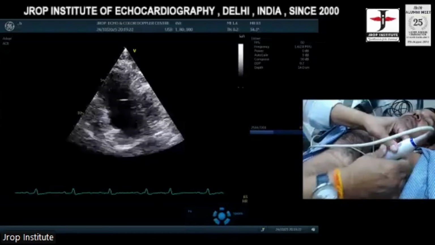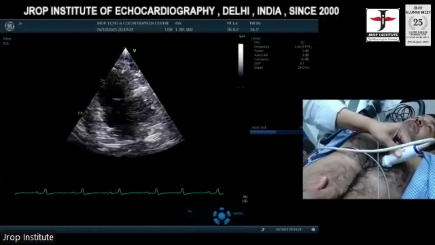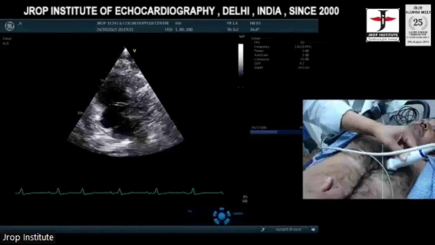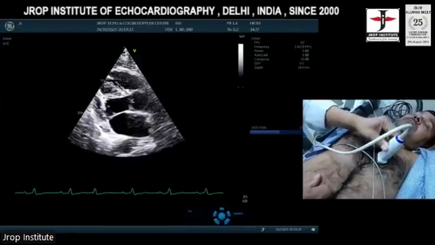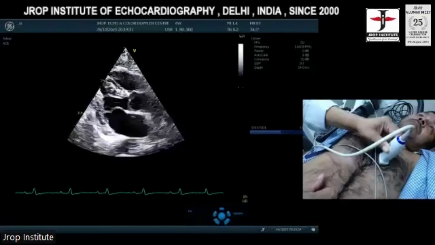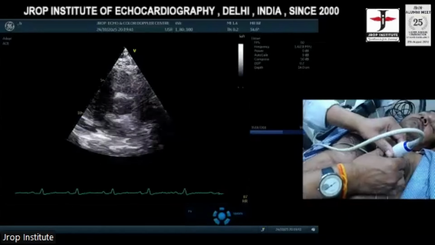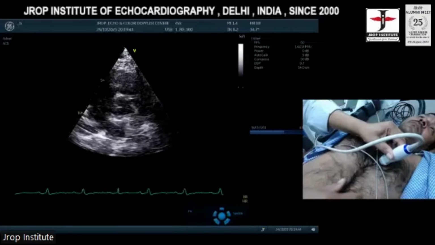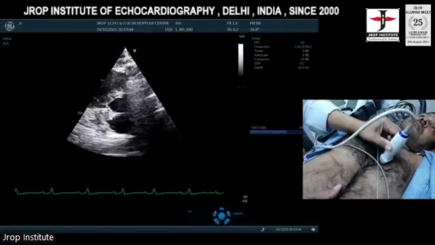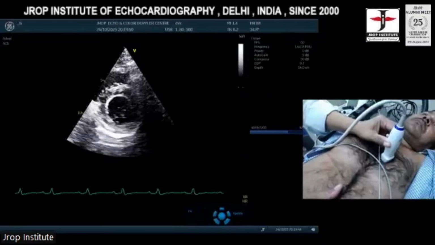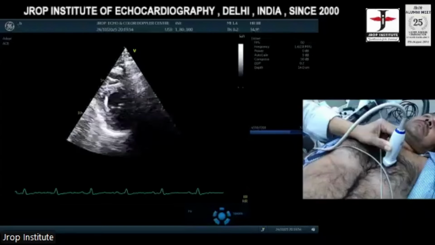I'll go back again to Plaque's window, RV, RA inflow view. I'll come back again. Now, same patient, I'm rotating my probe 90 degrees. Look, I'm rotating my probe 90 degrees, and my footprint is looking towards the aorta. At the same point, this is the mitral valve. Left third intercostal space, we have the mitral valve.